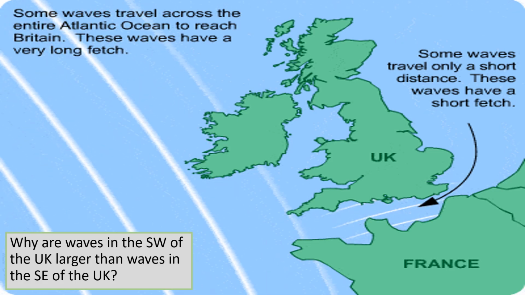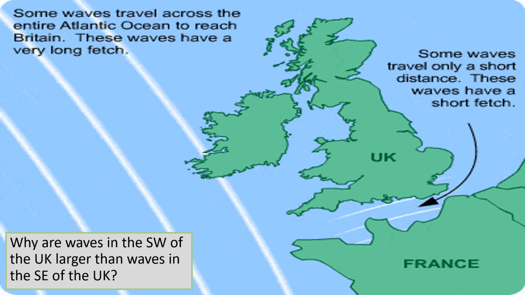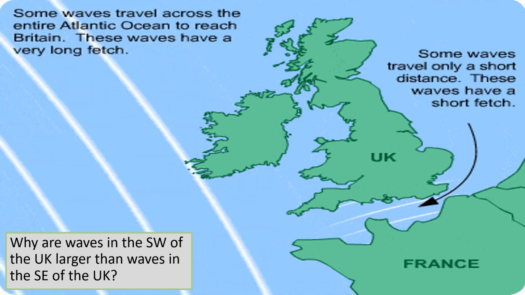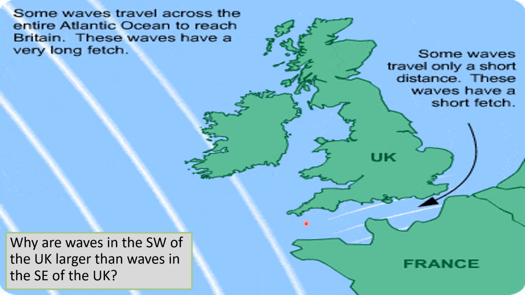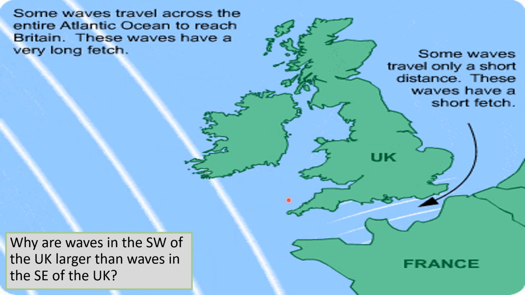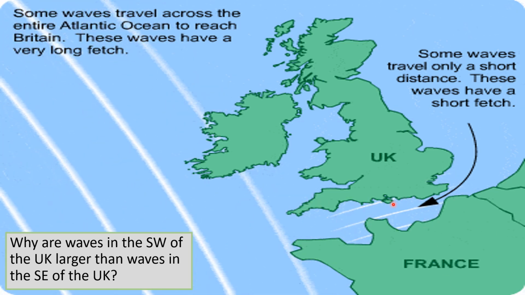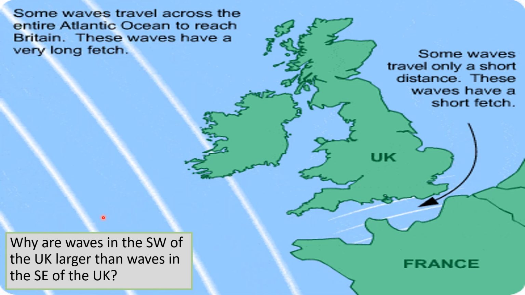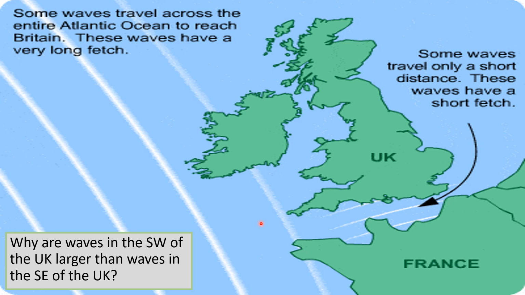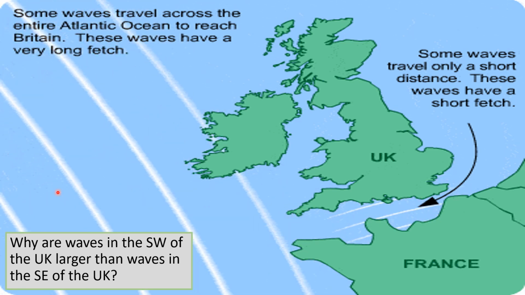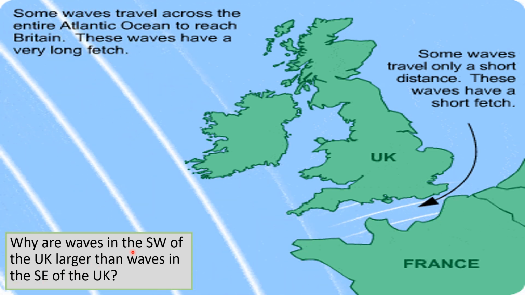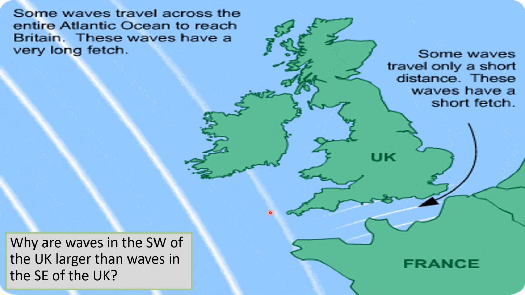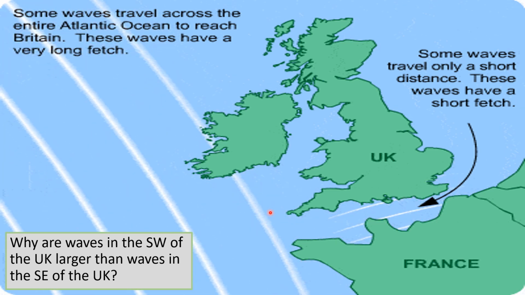So if we look at this animation of the UK, what we tend to get is that waves in the southwest of the UK, so down here, are often stronger than waves we get at the south of the UK and on the east coast. The reason the waves are stronger here in the southwest, in places like Cornwall, is because the waves have travelled a large distance over the Atlantic Ocean. So their fetch is very large, meaning the waves have more energy.